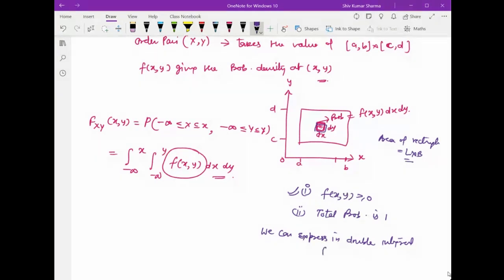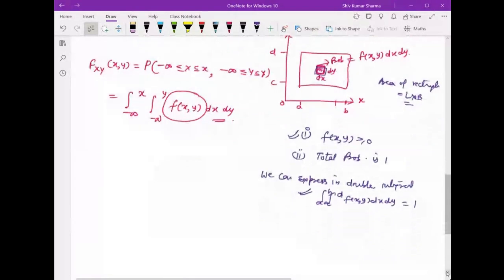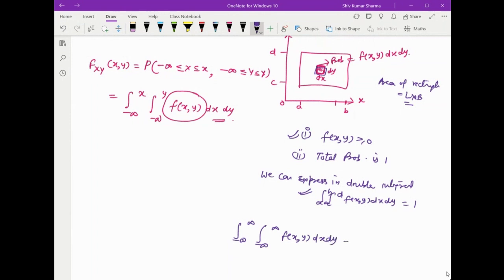dx into dy. So this we can express as a to b, c to d, f(x,y) dx into dy is equal to 1. The sum of the probabilities under the given interval a to b, c to d is 1. Or we talk about the general case. So when you take the limit minus infinity to infinity, f(x,y) dx dy is equal to 1 for the general case.